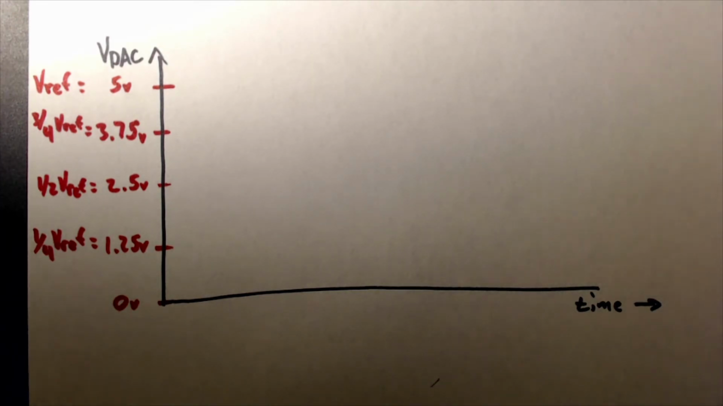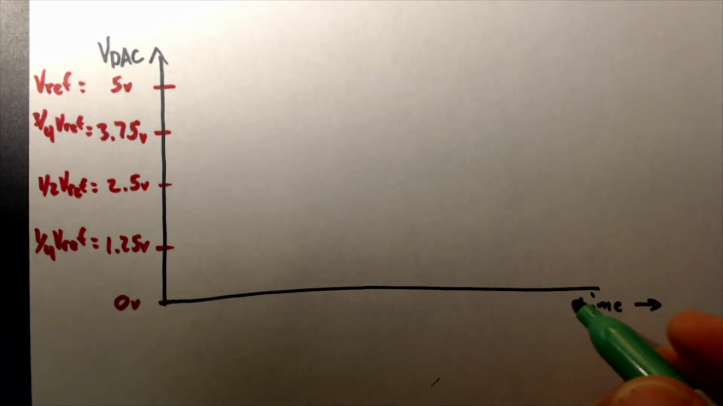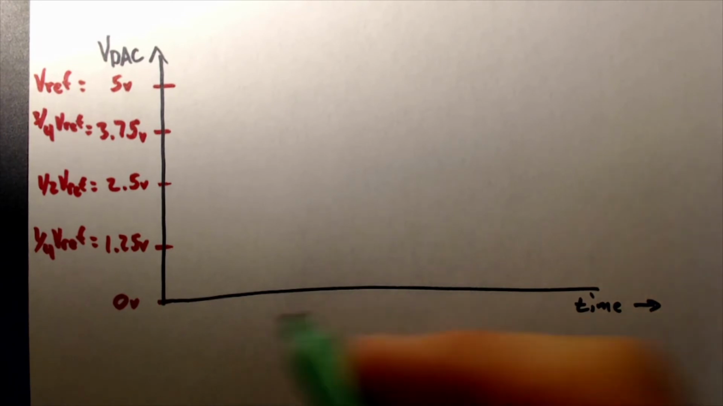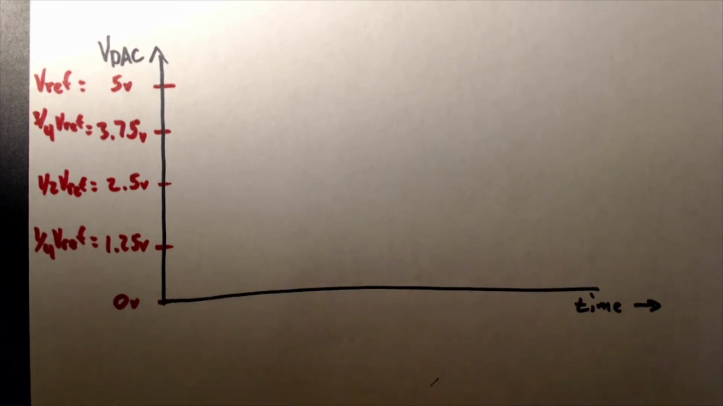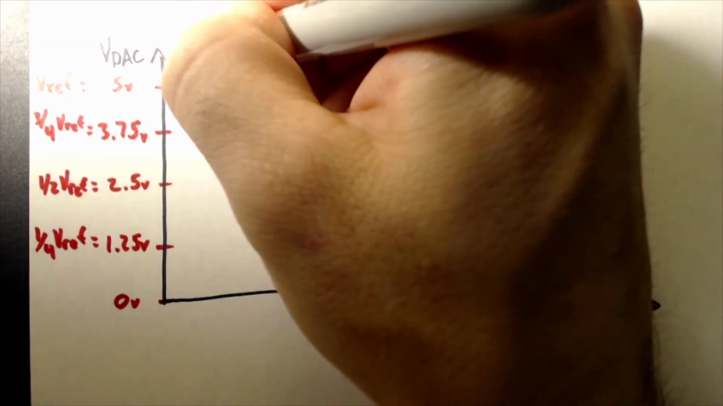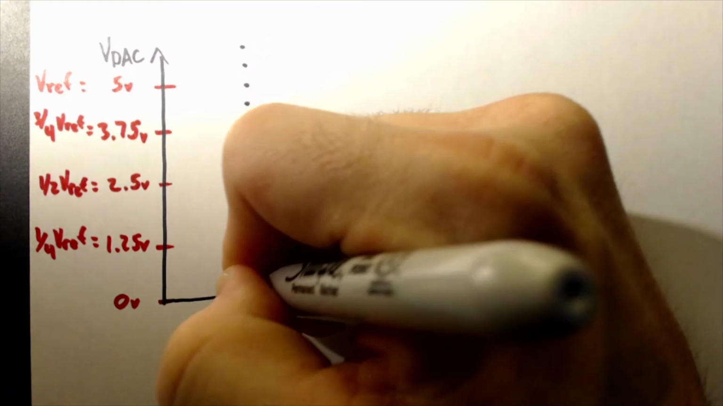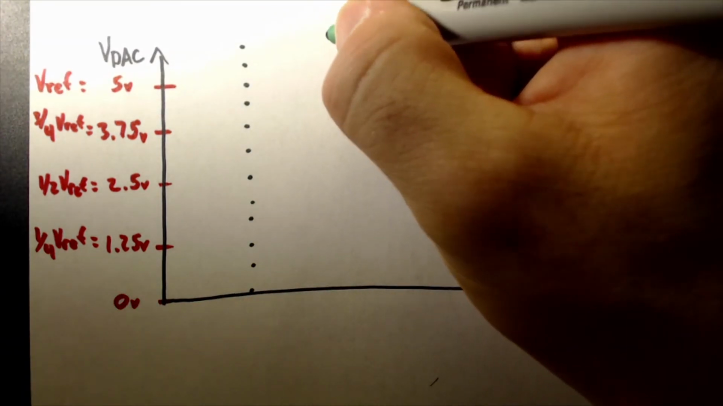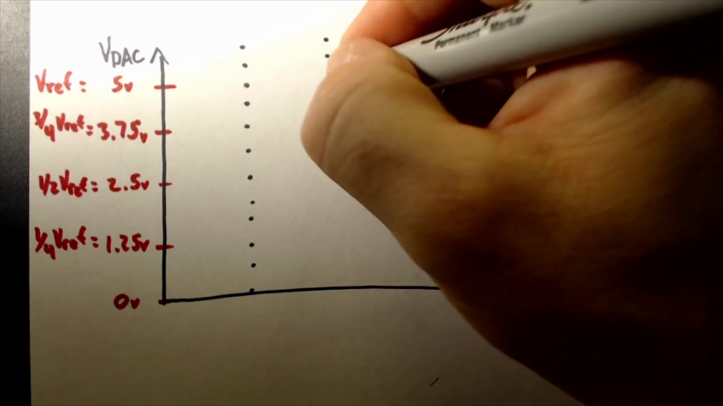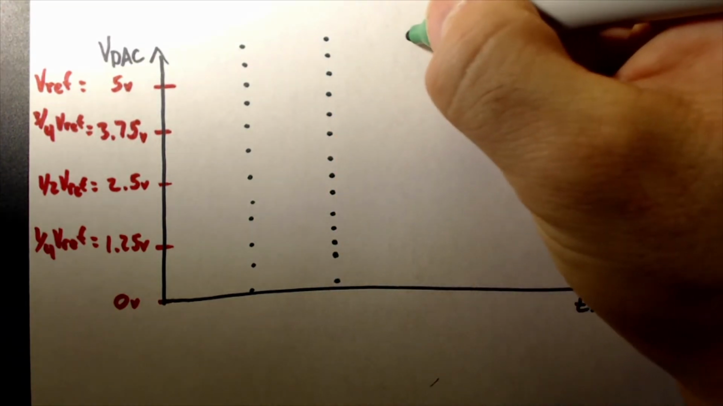And as we go through time, as we increase in time, we are going to get closer and closer to our actual value. I'm going to break this up into 4 sections.